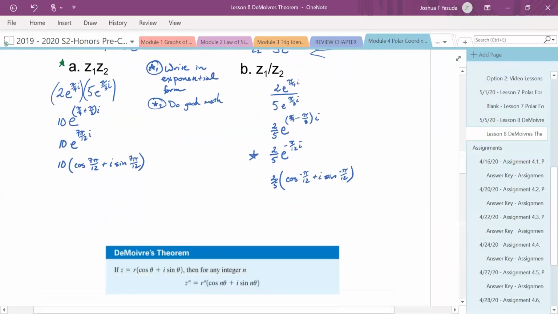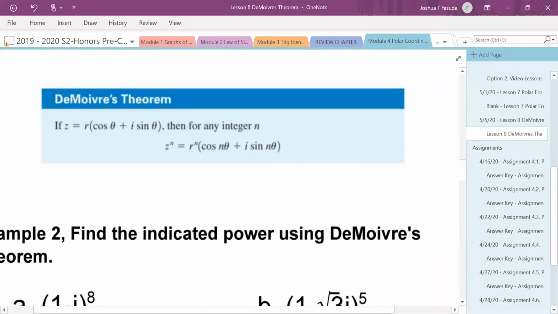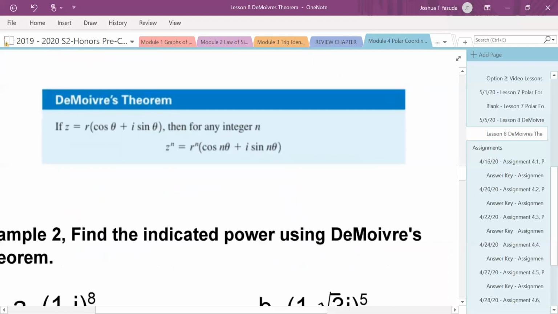Okay, so now on to this guy. This is just saying that if you left the complex number in this polar form, then for any integer n, notice n is an exponent, if you raise the complex number to the nth power, then essentially you get this as the result. Now I'll just prove it to you with the polar form and exponential form.